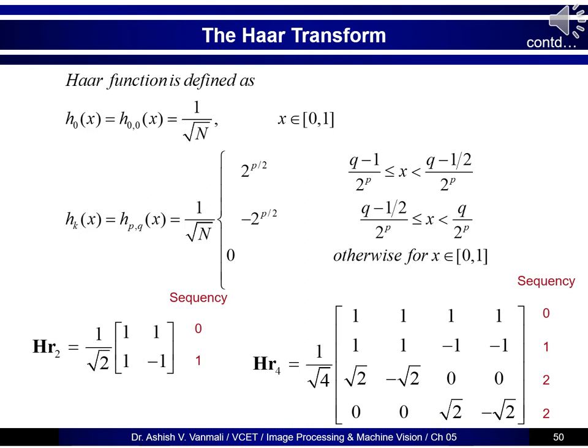So if we find the transformation matrix for a 2 cross 2 case, which we represent as HR2, then we will get that matrix as 1 upon root 2, [1, 1], [1, minus 1]. And the frequency over here will be 0 for the first row, and for the second row the frequency will be 1. If we extend it to the 4 cross 4 transformation matrix, which we represent as HR4, then we will get that matrix with 1 upon root 4. The first row will be 1, 1, 1, 1 with frequency 0. The second row will be 1, 1, minus 1, minus 1 with frequency 1. The third row will be root 2, minus root 2, 0, 0 with frequency 2. And the last row will be 0, 0, root 2, minus root 2, again with frequency 2.